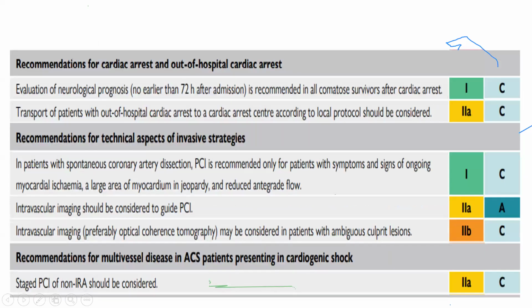Now, with respect to cardiac arrest, evaluation of neurological prognosis no earlier than 72 hours after admission is recommended in all comatose survivors after cardiac arrest. This is already part of the cardiac arrest ACLS protocol. Now, transport of patients with out-of-hospital cardiac arrest to a cardiac arrest center according to local protocol should be considered.